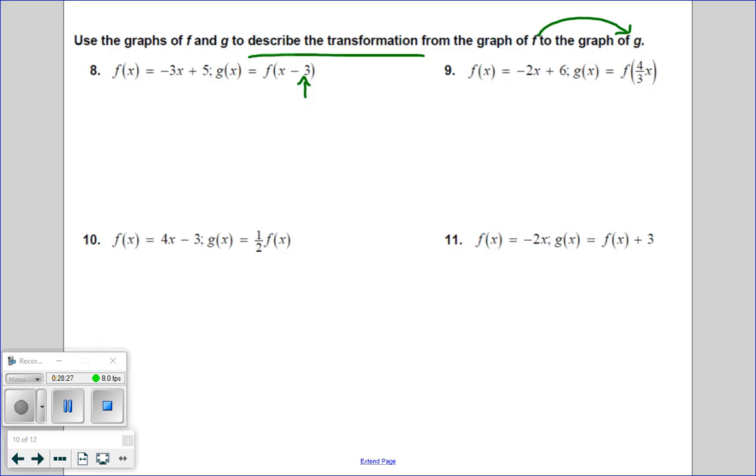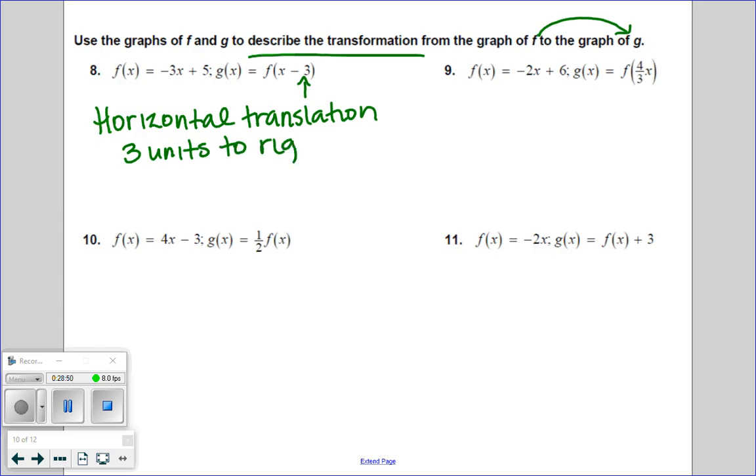So I agree wholeheartedly. So we're looking at a horizontal translation, and if I see x minus 3, that actually means we did a horizontal translation 3 units to the right. Very good. Okay.